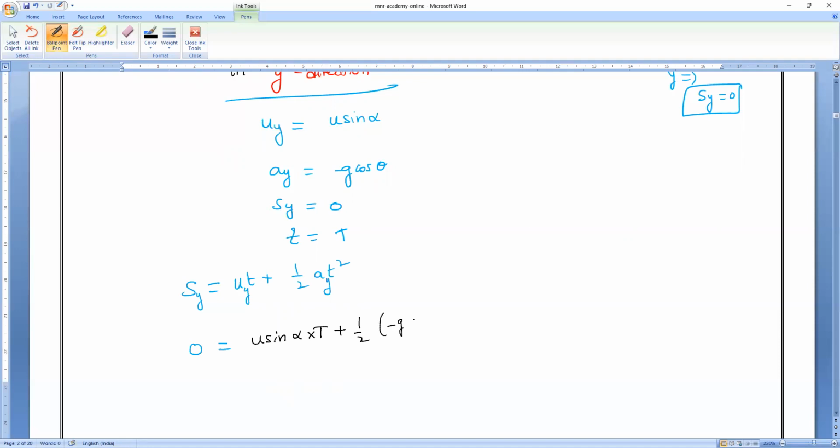How much is the g value in the y direction, everybody? g cos theta, the g value in the y direction is minus g cos theta. In the x direction, it is minus g sin theta. Okay, you should remember that.